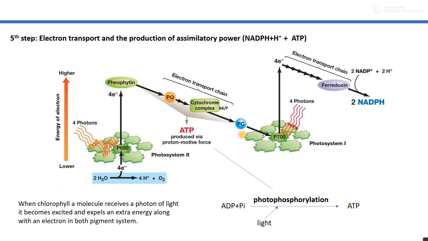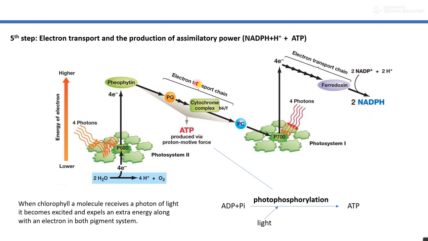Now the fifth step is electron transport and production of assimilatory power, that is NADPH and ATP. As I already told you, when chlorophyll A molecule present in photosystem 1 and 2 receives a photon of light, it becomes excited and expels an extra energy along with electron, right, in both pigment systems. This electron, after traveling through a number of electron carriers, these are the electron carriers, is either cycled back or is consumed in reducing the NADP to NADPH.